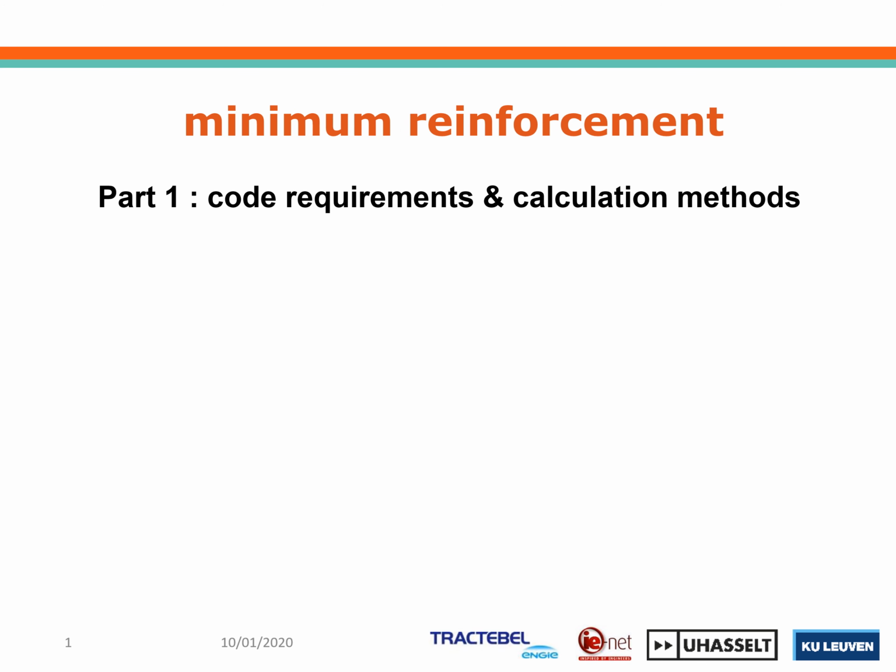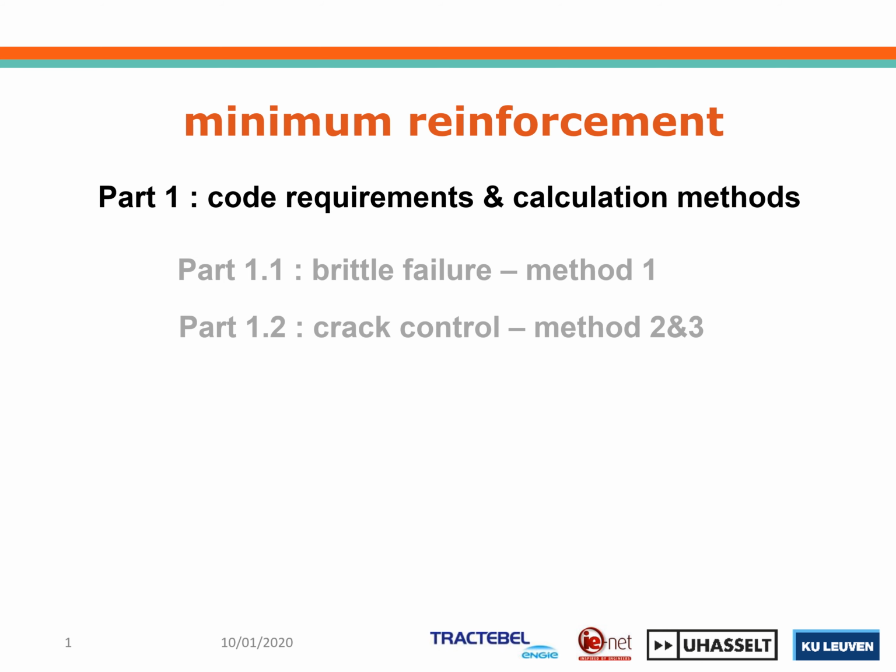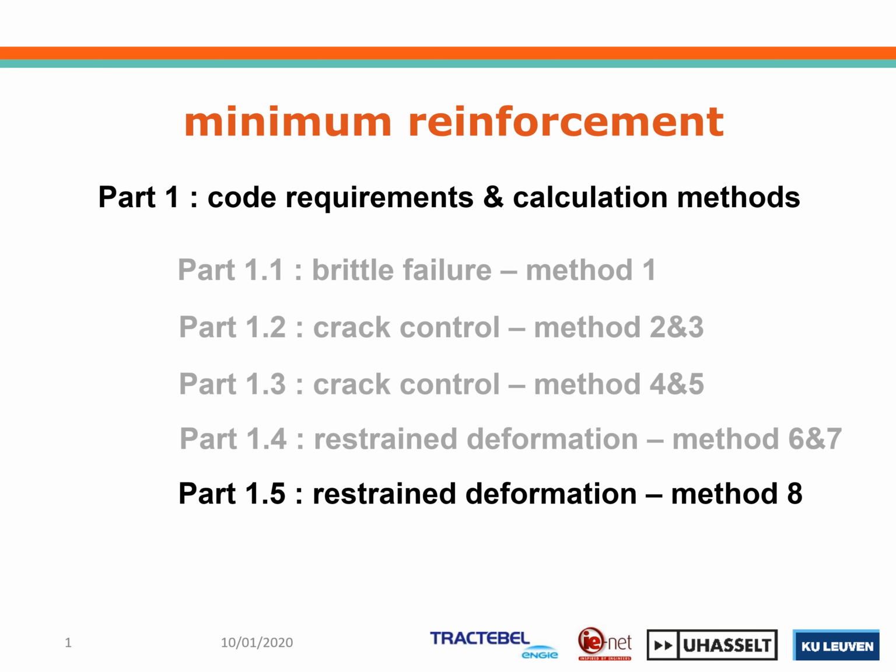In part 1, code requirements and calculation methods, we explained already the minimum reinforcement for brittle failure and crack control with or without specifying a crack width. We also handled the minimum reinforcement due to restraint deformation. Method 8 is based on the calculation of the total free shrinkage strain and the restraining factor.